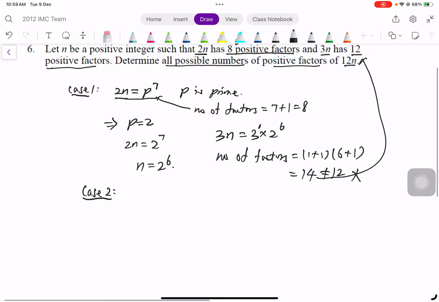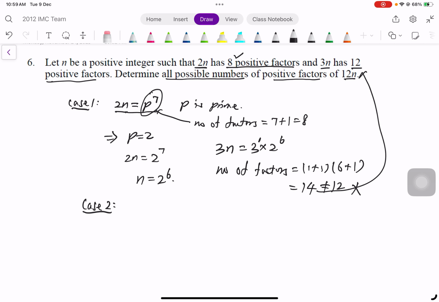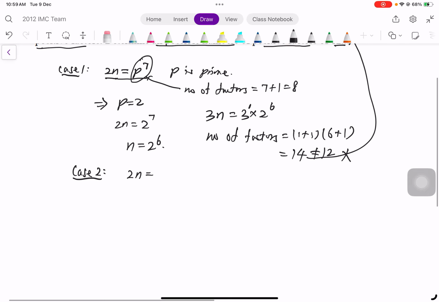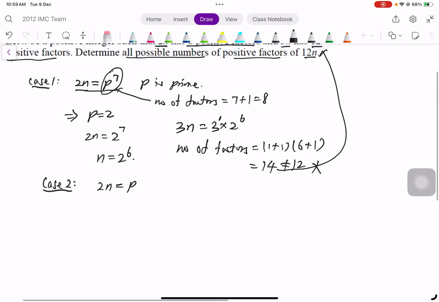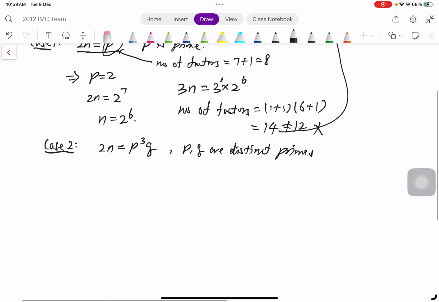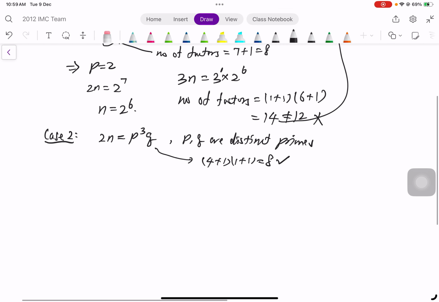Case number 2, that means 2n cannot be equal to p to the power 7. Therefore, now 2n is the product of two primes, which is p to the power 3 and q. Obviously p and q are distinct primes. I need to emphasize they are distinct primes, because the number of factors is 3 plus 1 multiplied by 1 plus 1, which is 8. Therefore, this is correct.